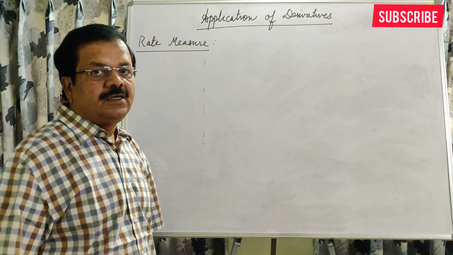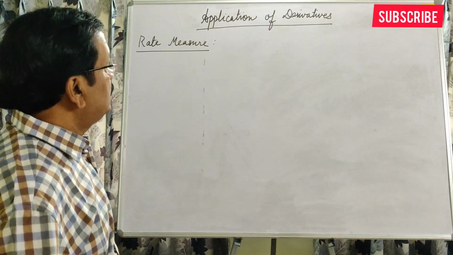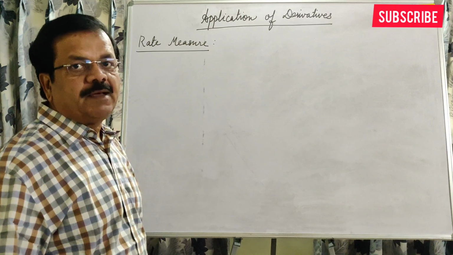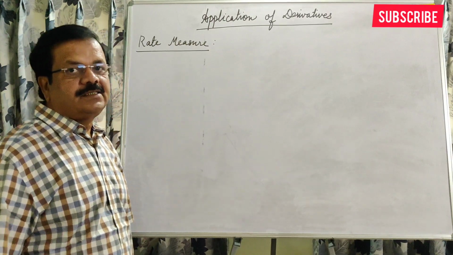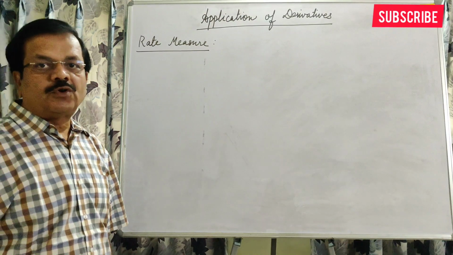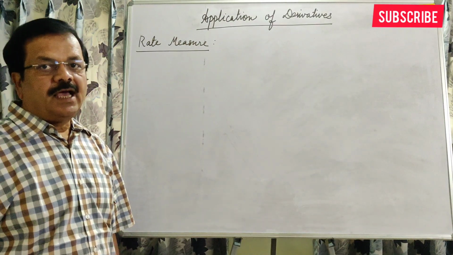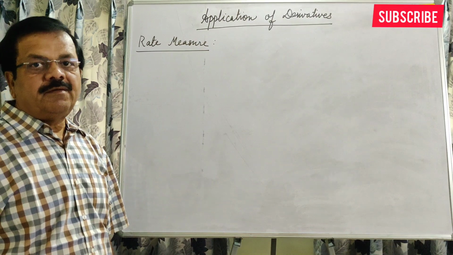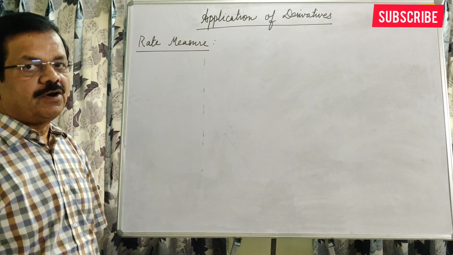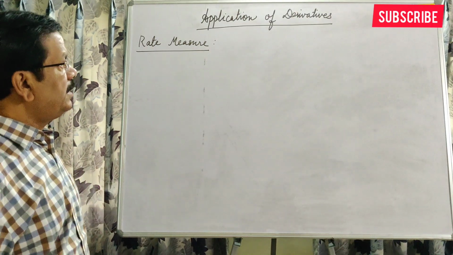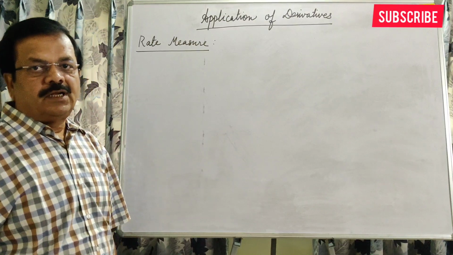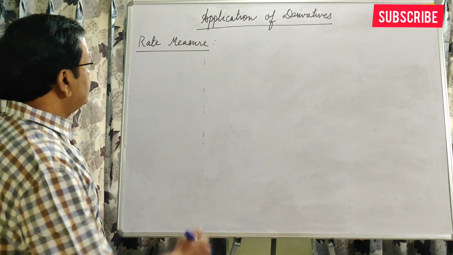Hello students, in this chapter, application of derivatives, we are finding so many applications: tangents and normals, rate measure, approximation, monotonic increasing and decreasing, and its application in maxima and minima. All these are related to the application of derivatives. We have already completed tangents and normals in the last video. Now this is the second topic, that is rate measure.